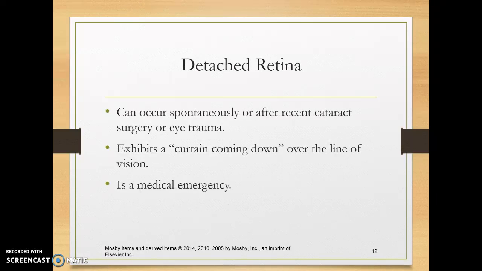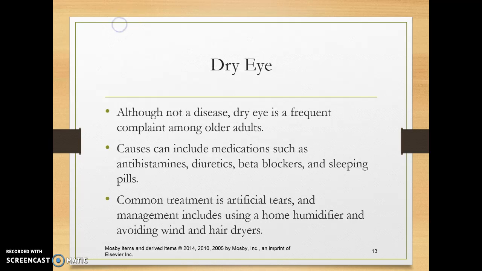And then detached retinas, these can occur spontaneously or after a cataract surgery or some kind of eye trauma. So it exhibits a curtain coming down over the line of vision, and this is definitely a medical emergency, because the retina is coming apart from the rest of the eye. So imagine your vision is slowly going away, like a curtain is coming down.